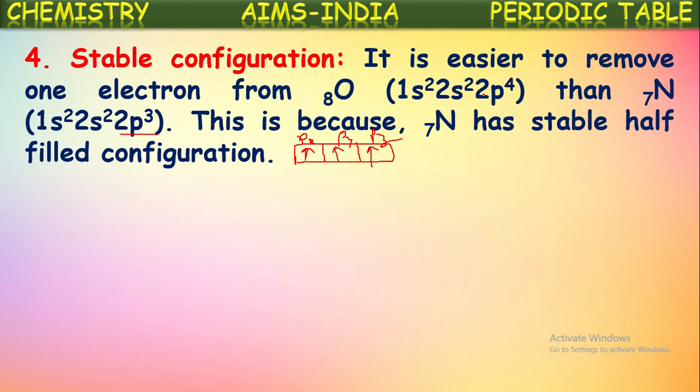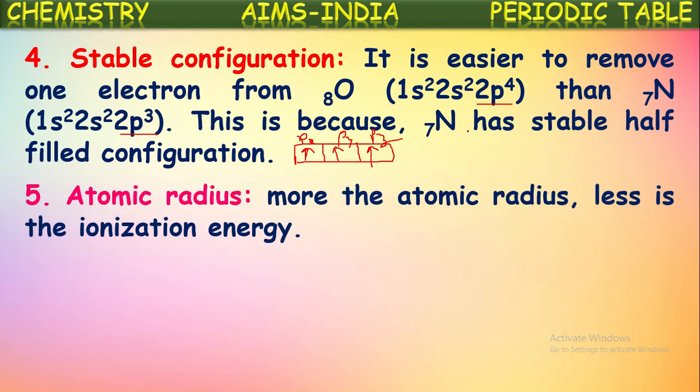So oxygen has no stable configuration. It has four electrons in the p subshell, so one more electron will come here. That is not much stabler. So electron removal becomes easier when compared to nitrogen. Okay, stable electron configuration also increases ionization energy.